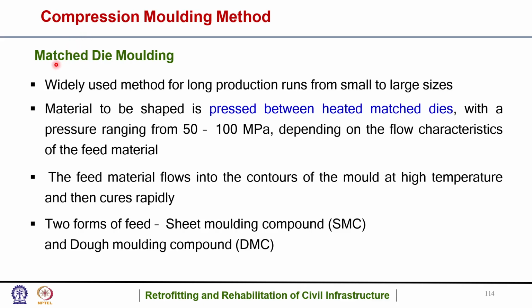So inside this, firstly, match die molding. So this is widely used method for long production runs from small to large sizes. Material to be shaped is pressed between heated matched dies with a pressure ranging from 50 to 100 megapascal depending on the flow characteristics of the feed material. The feed material flows into the contours of the mold at high temperature and then cures rapidly. Two forms of feed: sheet molding compound SMC and Duff molding compound DMC.